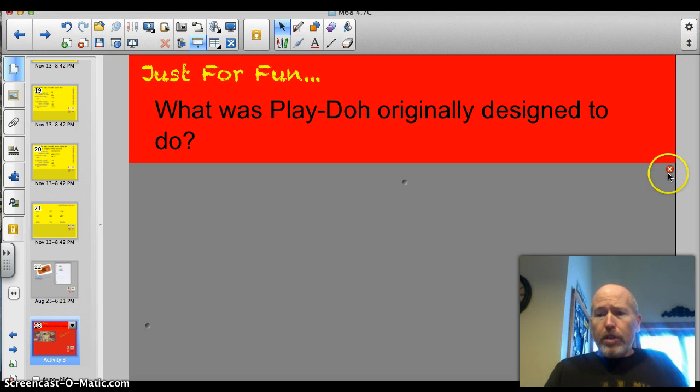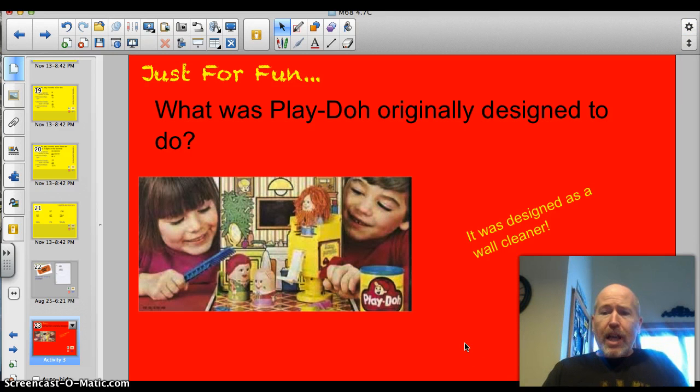All right, here's the answer. It was originally designed as a wall cleaner. Can you believe it? Look at the money they've made. Why can't I invent a wall cleaner that kids want to play with?